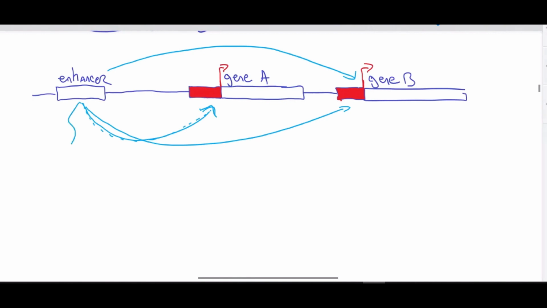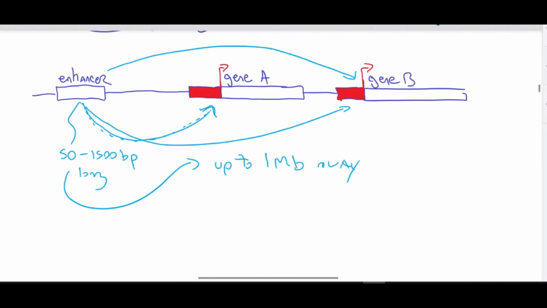So enhancers are generally 50 to 1500 base pairs long. They can influence transcription of genes that are up to 1 million bases away. So probably more, but I'm guessing the 1 million base pairs away is maybe one of the longer distances that has been associated with an enhancer. They can work both upstream and downstream of a transcription start site.